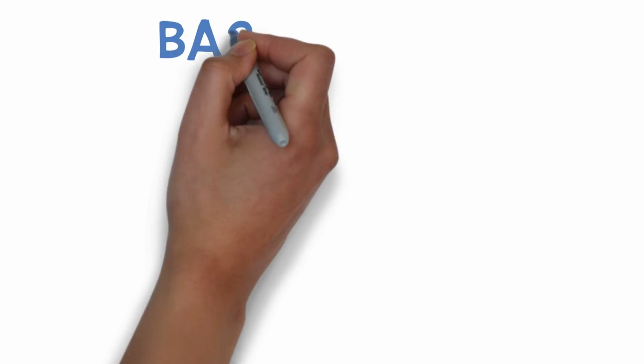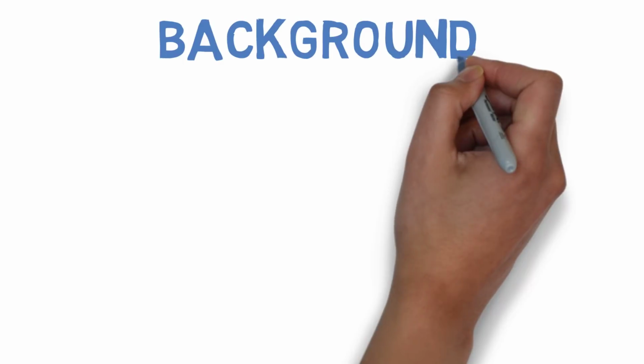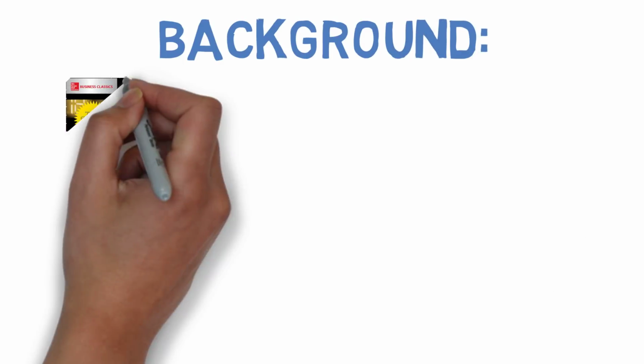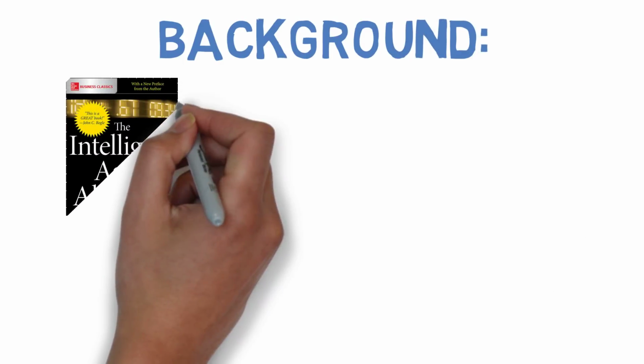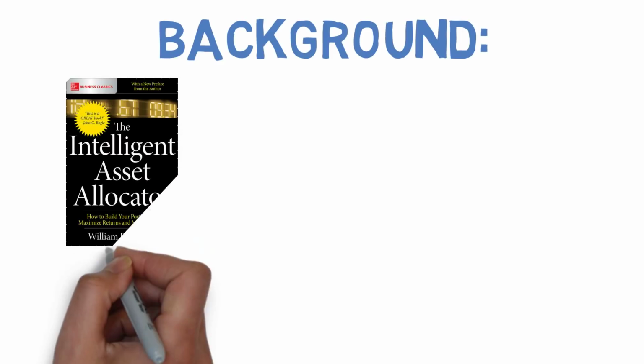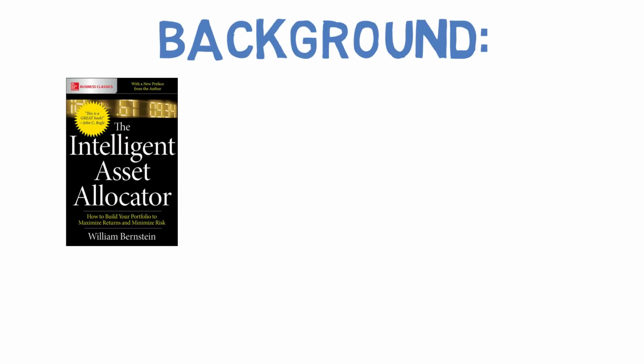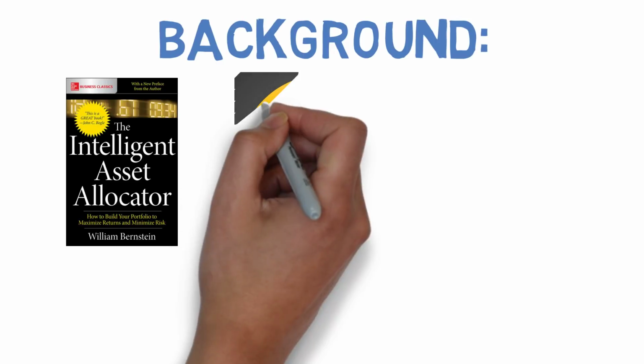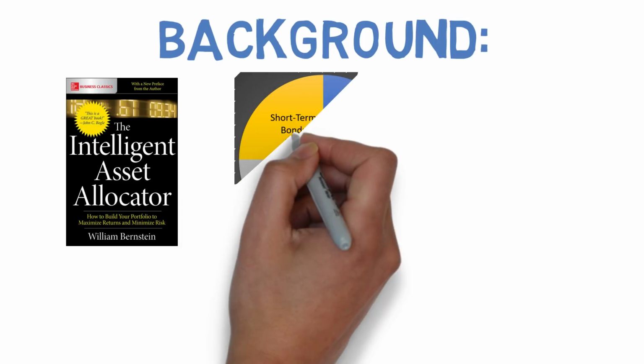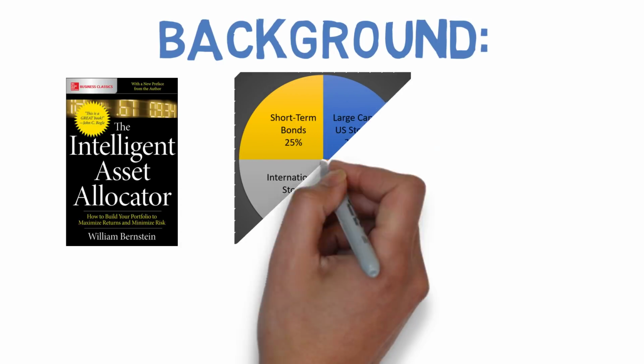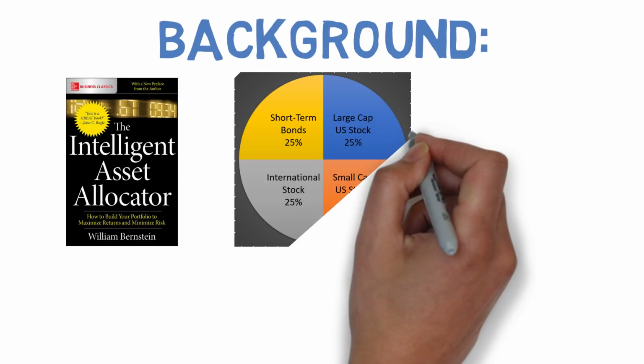The no-brainer portfolio was created by a neurologist named William Bernstein, author of books such as The Intelligent Asset Allocator, The 4 Pillars of Investing, and others. The strategy has you equally splitting up your investments into 4 different categories: large cap US stocks, small cap US stocks, international stocks, and short-term bonds.